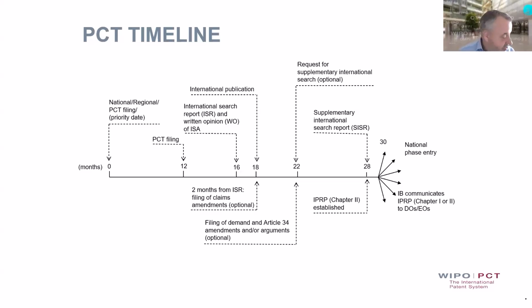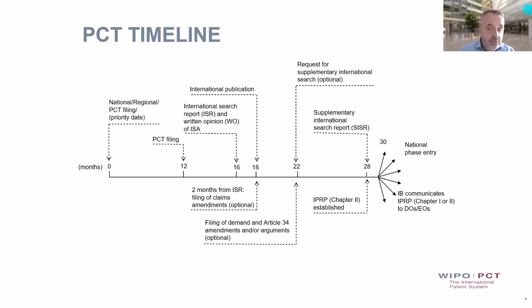Once you receive the search report, you have a 2-month window to file Article 19 amendments. Those are amendments to your claims, and these amended claims will be published at 18 months or promptly after 18 months by the International Bureau together with the claims as originally filed.